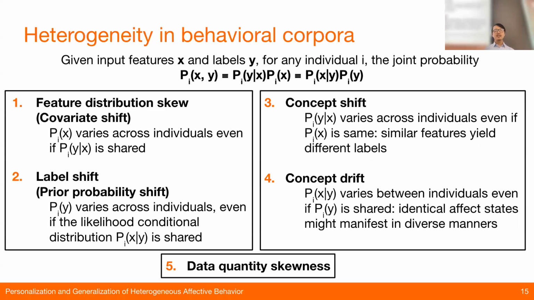Heterogeneity exists in behavioral modeling, especially in the case of human behavioral data. For any individual, given the features and the labels, we observe the expressions. And given the expression, we can observe four different kinds of heterogeneity within behavioral modeling. The first one is feature skew. Since each individual's way of expression is different from one individual to another, it gives rise to covariate shift, or feature distribution skew, between the individuals.